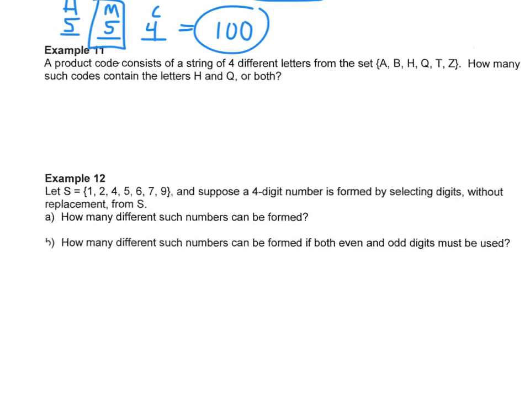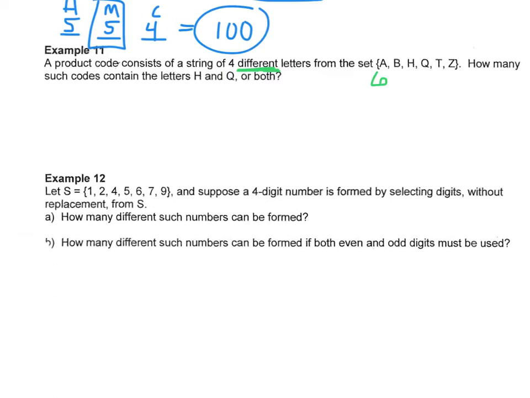Example 11. A product code consists of a string of 4 different letters. Let's note that those are different letters. So if we were to make a set of event blanks, we'd have to go 6, 5, 4, 3, because there are 6 elements in the set.